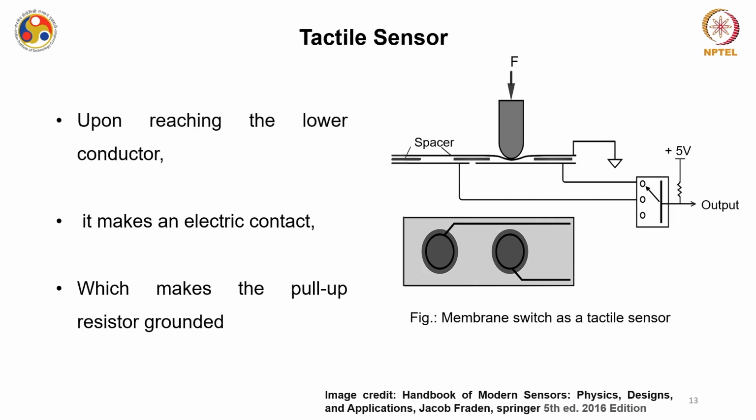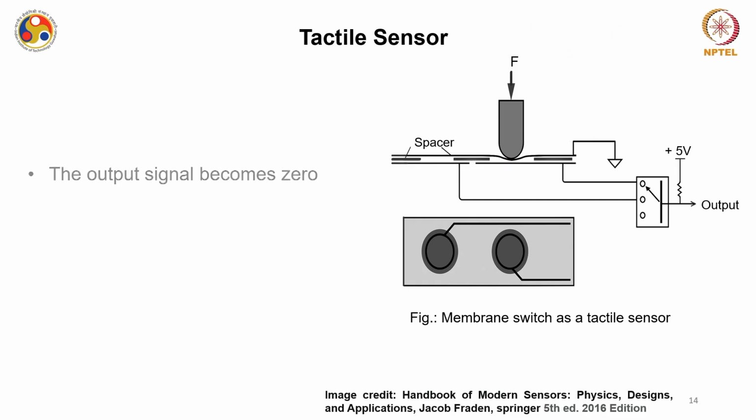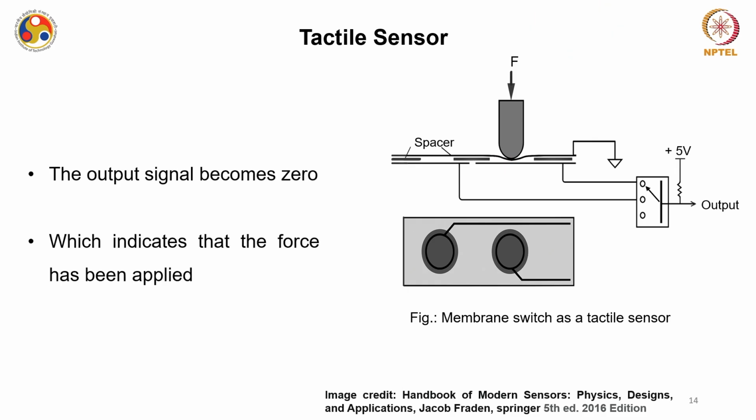This top foil is going to flex. Now, when this force is sufficient to cross the threshold voltage or threshold force, the top leaf will touch this bottom foil. When it touches this bottom foil, it is making an electrical contact. When it is connected, both are at ground, meaning this pull-up resistor configuration is at ground. So, if it is at ground, this output is 0.